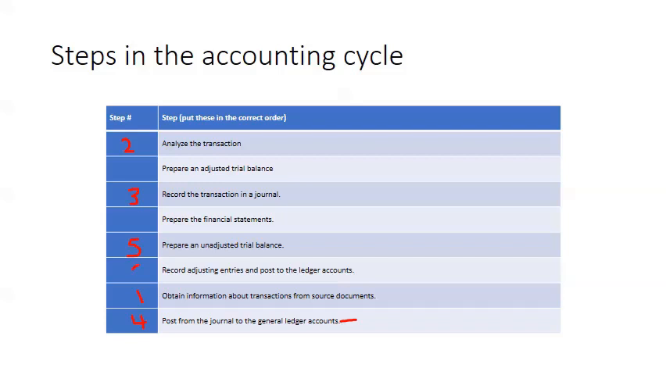Then we're ready to, down here, number 6, which is to record the adjusting entries and post them to the ledger accounts or the T accounts. Adjusting entries are those entries we make at the end of the accounting period to correct or update the accounts. And then number 7 is to prepare an adjusted trial balance.